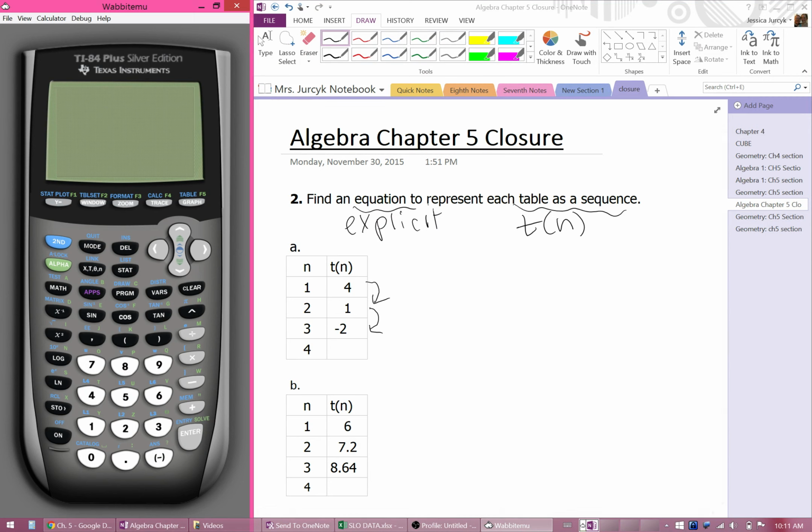Go to my calculator. I can do 1, take away 4, go back 1 if you miss it. Use your arrow keys, put your minus in, 4, enter. I get -3. Let's see if that common difference works. So, -2 minus 1 should be -3. Yes. So that is our common difference.